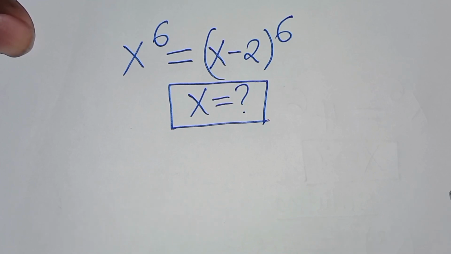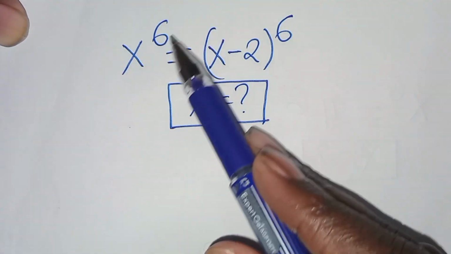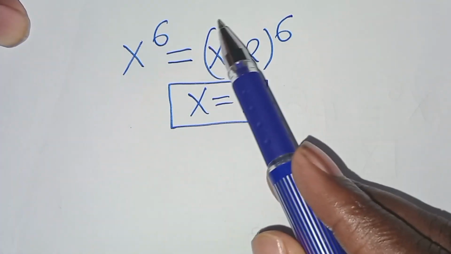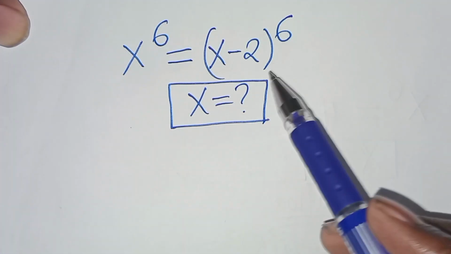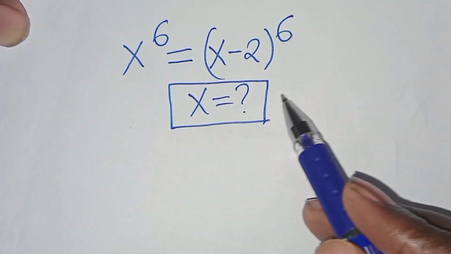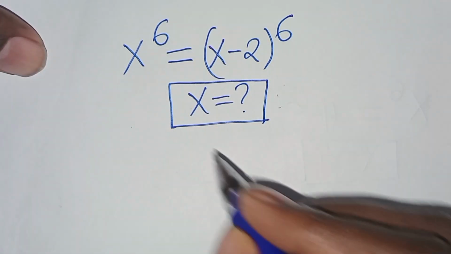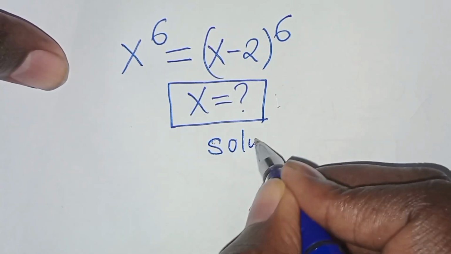Hello everyone, you're welcome to solve this nice exponential equation: x to the power 6 is equal to (x minus 2) raised to the power 6. What are the values of x? Now, let's provide a solution here.